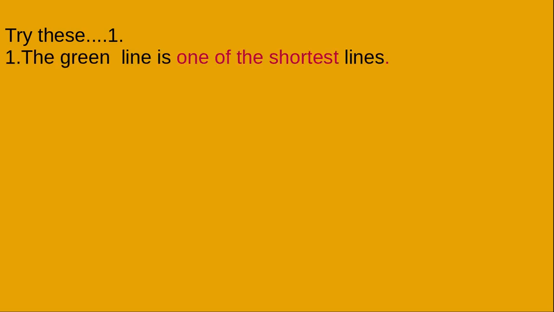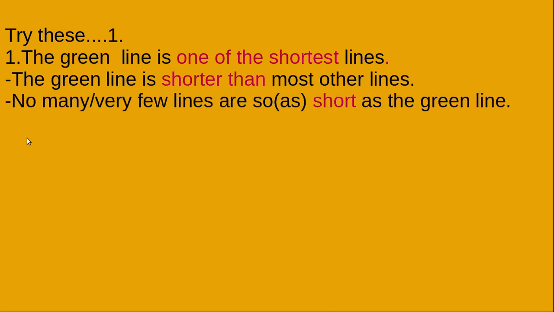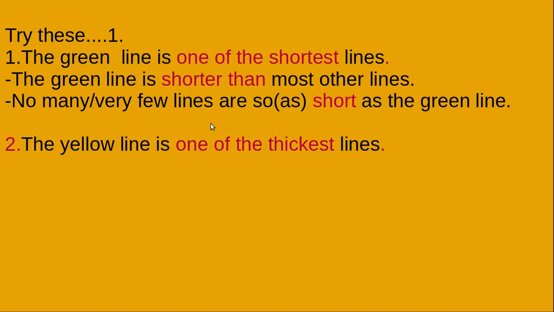See, the green line is one of the shortest lines. How can we change it? First, the green line is shorter than most other lines. Simple, right? Next one: no many, or very few, or only few lines are so short as the green line. Clear? Okay.